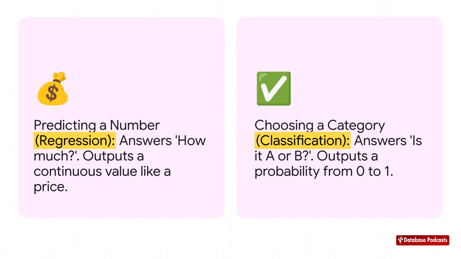And what's amazing is that with just that simple setup, a single neuron can do two really fundamental jobs. The first is what we call regression. That's for answering questions like how much or how many. Think predicting a house price. The second is classification, which is all about answering is it this or is it that, like figuring out if an image is a 1 or a 0.